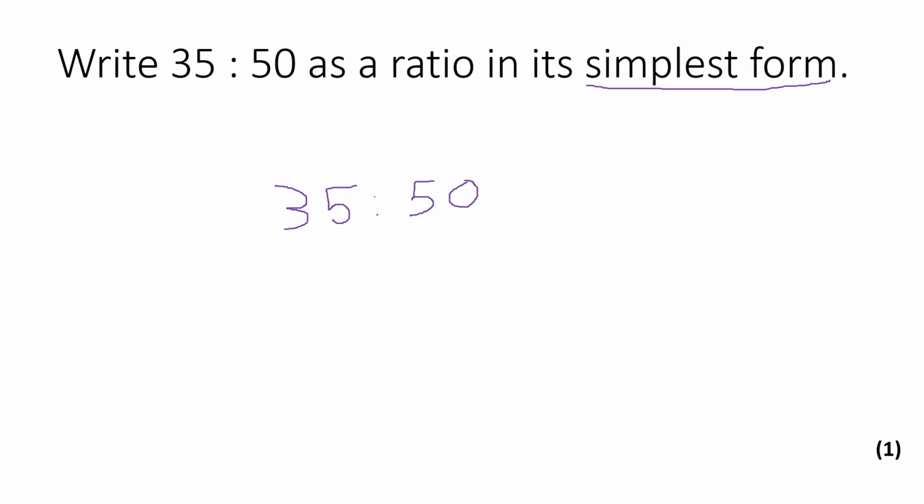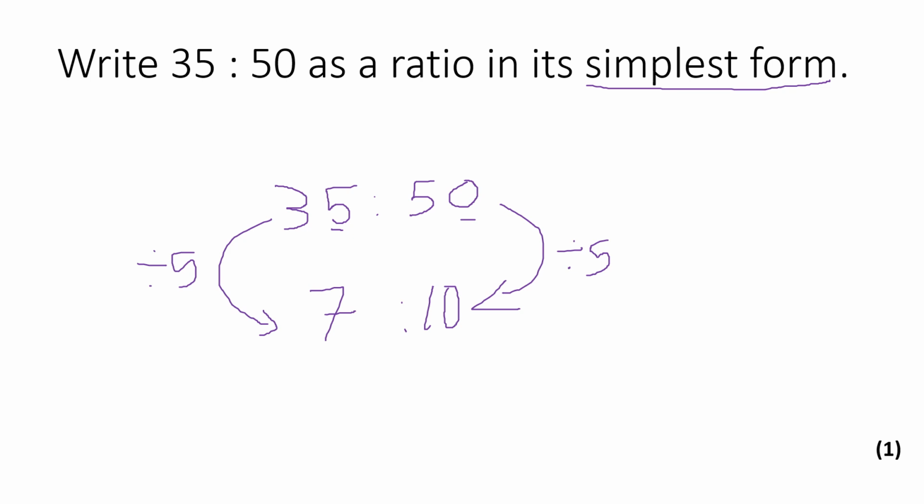So just like a fraction, we are looking for common factors that go both into, in this case, 35 and 50. So they end in a 5 and they end in a 0, which means they're on the 5 times table. So I'm going to divide both sides by 5. So I've got 7 to 10. I'm going to look again now. Do these share any other common factors other than 1? No.